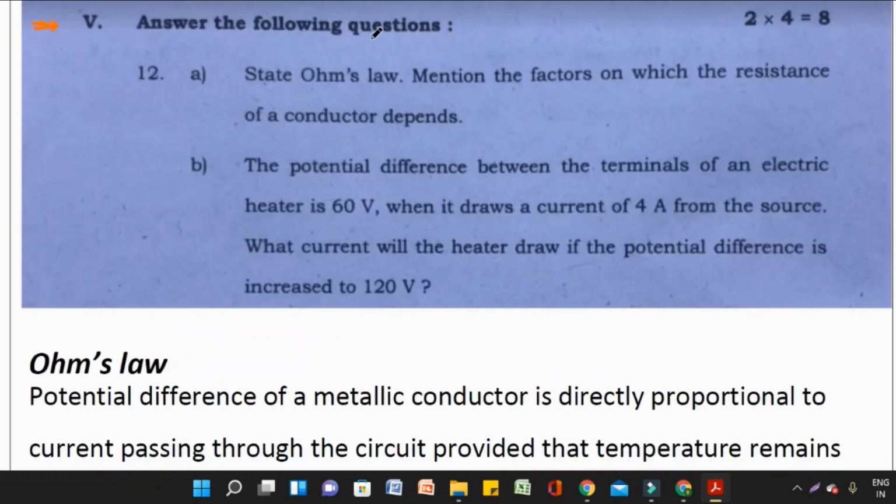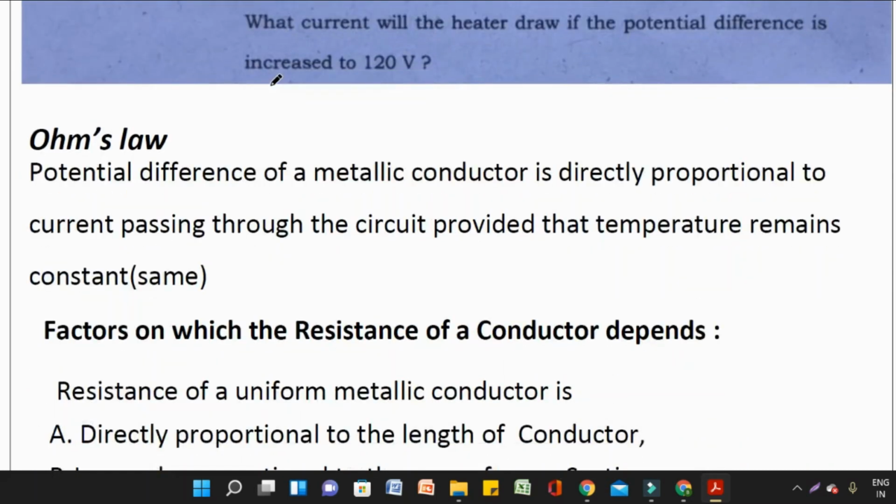Fifth section, answer the following questions. Two questions, each question carries 4 marks, total 8 marks. 12th question. State Ohm's law, and mention the factors on which the resistance of a conductor depends. B question, we'll see later. First, we'll see Ohm's law.